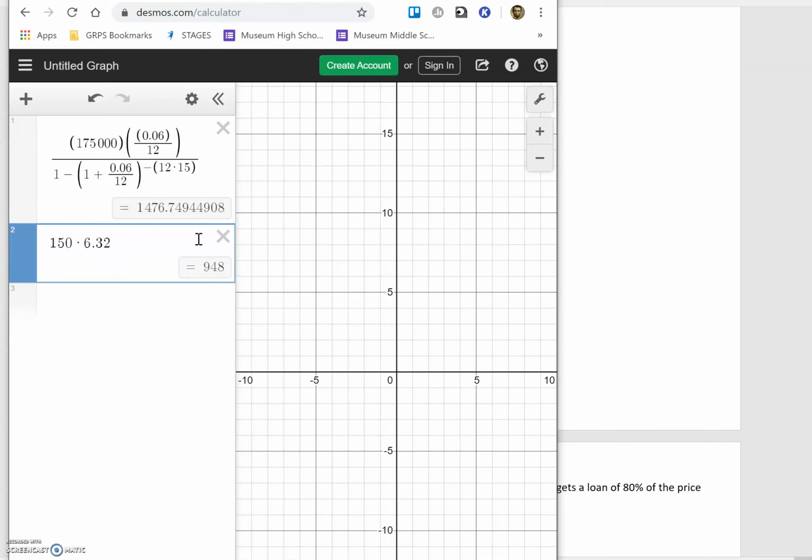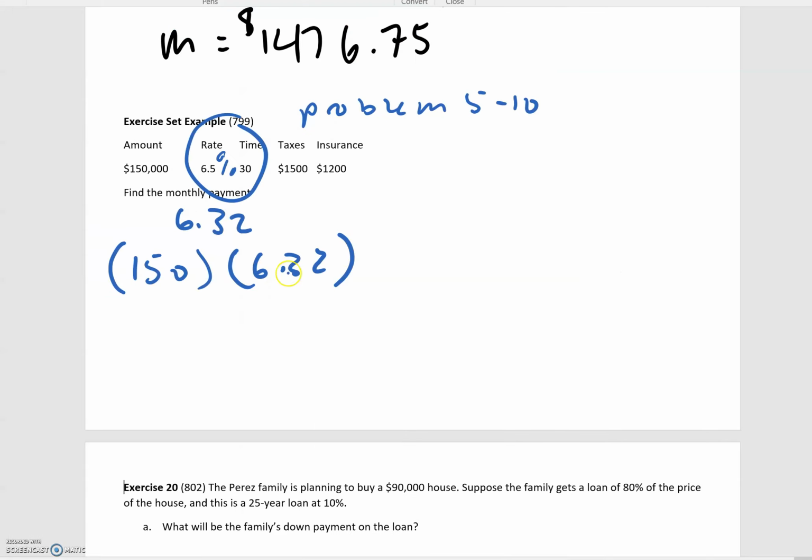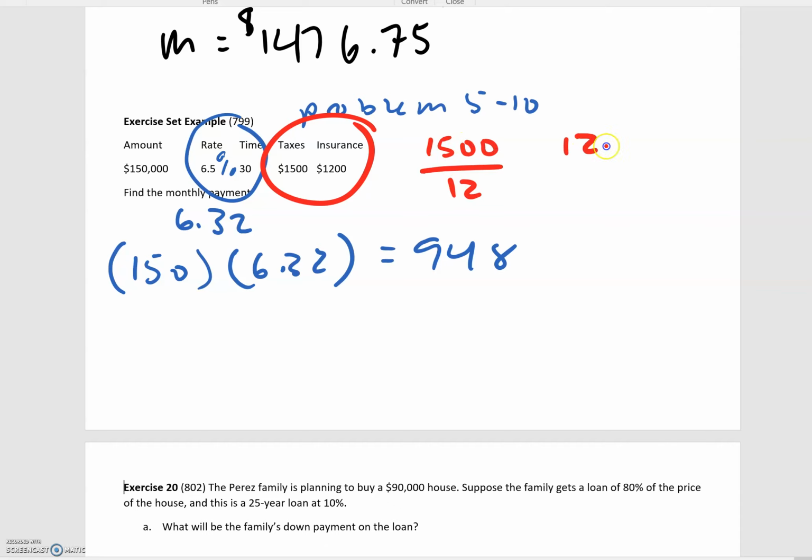So $948. The other thing you need to account for, though, that these problems give you is taxes and insurance. And these are typically your annual cost, so we need to get these broken down into a monthly cost. So for your tax, it's going to be $1,500 divided by 12, and your insurance is going to be $1,200 divided by 12.